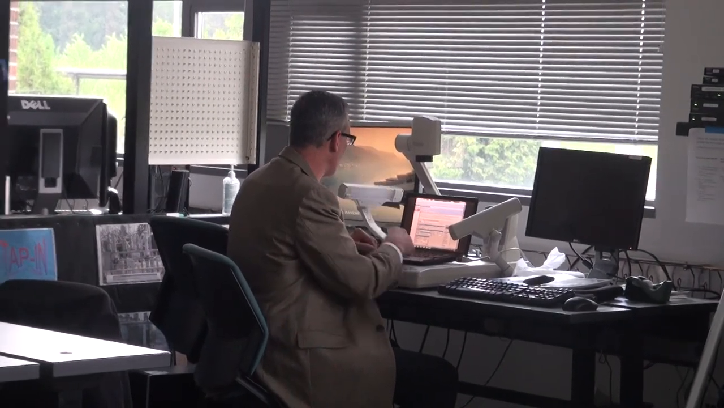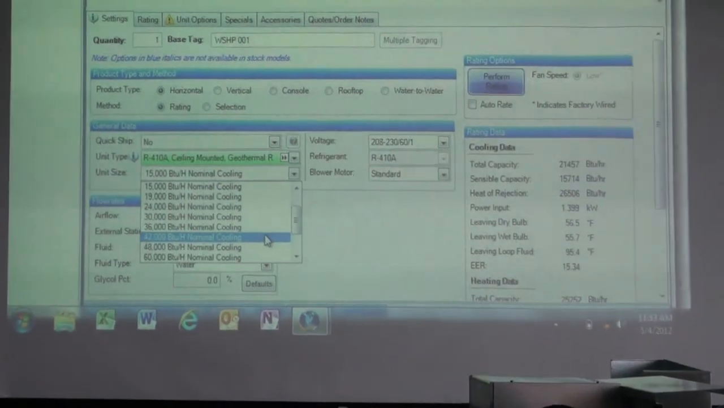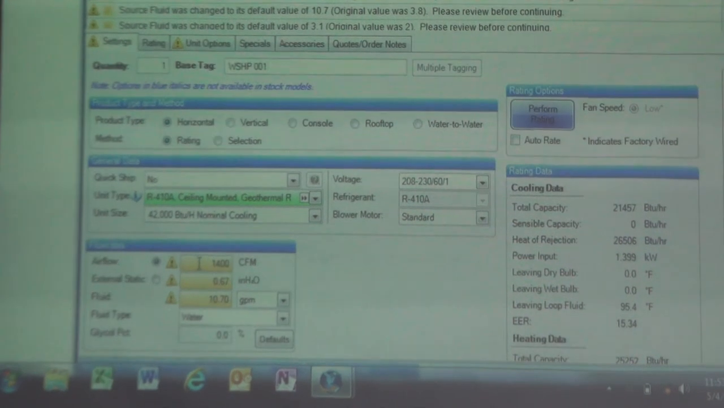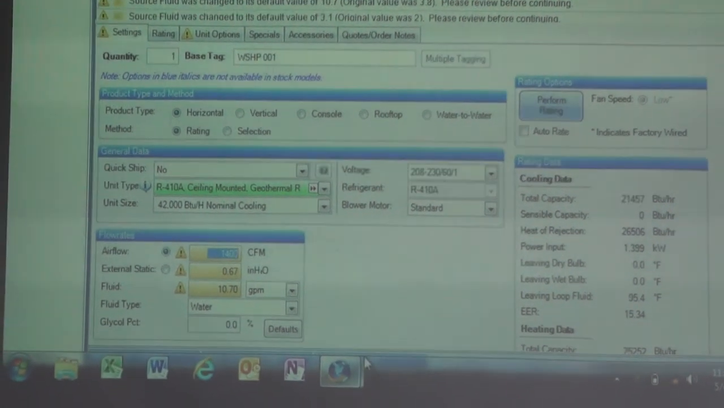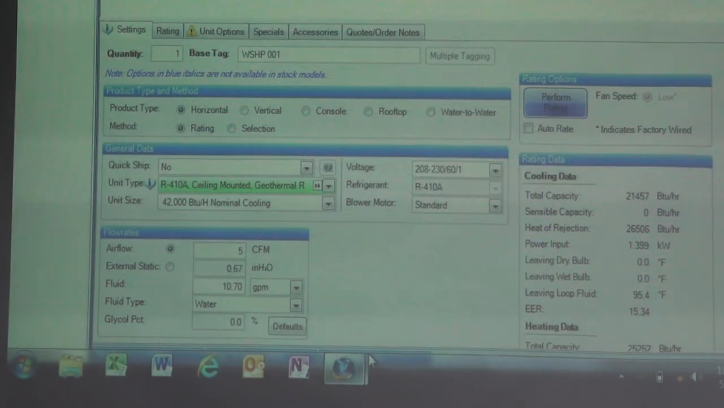So what was it you said? It was 40. 40, yes. Okay. And it was 520 CFM for that one. We'll see if that ends up matching up too. It probably won't. What did you say? 550 CFM. 520.